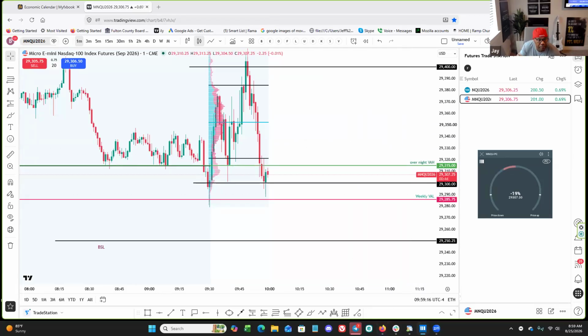Point of control on the tape is sitting at 29,325, which is about right here, right where my crosshair is.